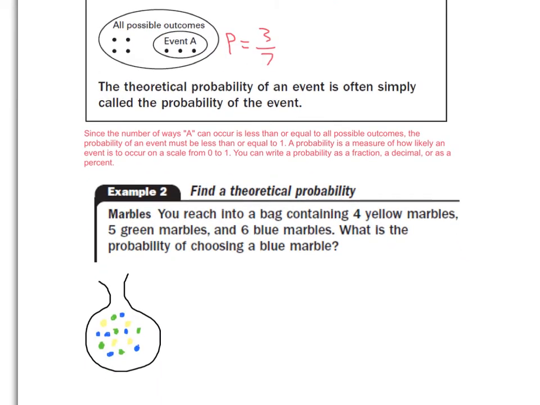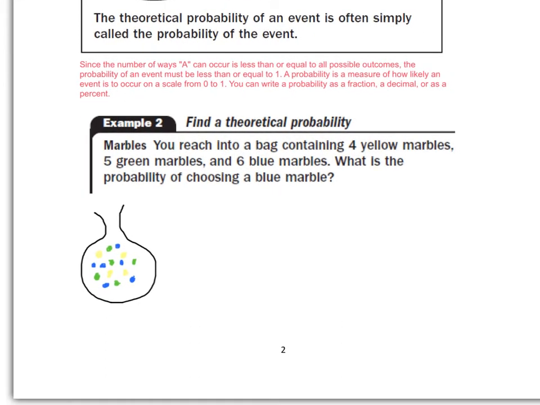Now, that makes probability fairly easy to calculate for examples like example 2. Suppose you reach into a bag that contains 4 yellow marbles, 5 green marbles, and 6 blue marbles. What is the probability of choosing a blue marble? Well, if we want to find the probability of choosing the blue marble, then we have to know how many blue marbles there are. And they gave us that information, so we can write down that there are 6 blue marbles. But we also need to know how many different marbles we could grab. And if we add these together, there are 4 plus 5 plus 6, which is 15 total marbles.